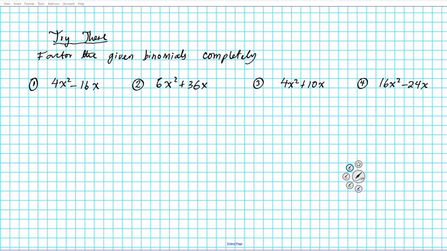Alrighty, welcome back. So hopefully you had a chance to try out the problems. For question number 1, the answer is 4x times x minus 4. For number 2 it's 6x times x plus 6. For number 3, it's 2x times 2x plus 5. And then for number 4 it's 8x times 2x minus 3.